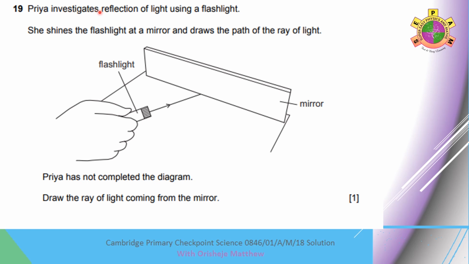Priya investigates the reflection of light using a flashlight. She shines the light on a mirror and draws the path of the light. Priya has not completed the diagram. Draw the ray of light coming out of the mirror. So this is the incident ray and this is the reflected ray. The angle of incidence is equal to the angle of reflection.